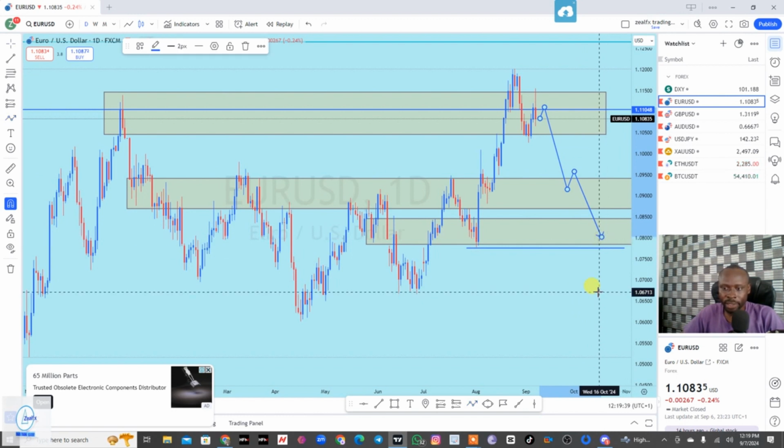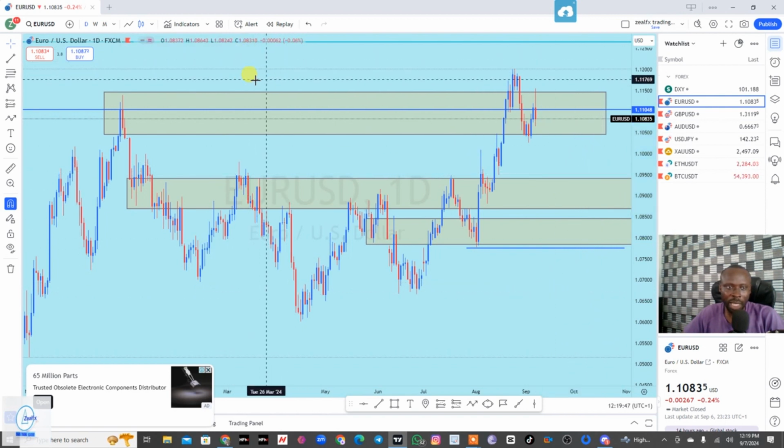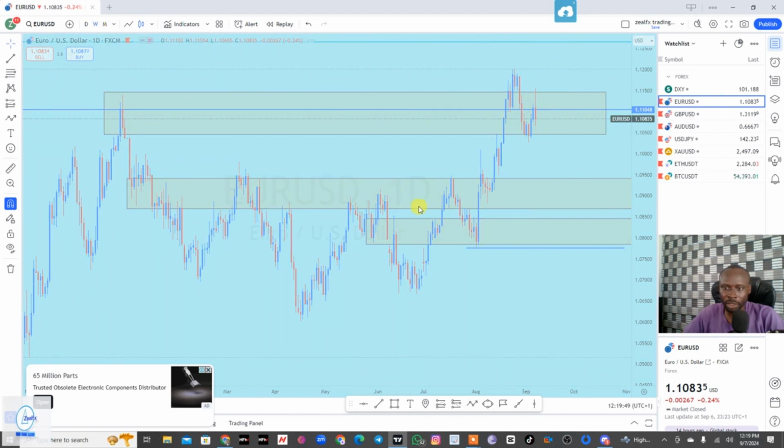So Euro USD for us this week is what? A downtrend. So let's look at how the weekly candle closed on the weekly charts.